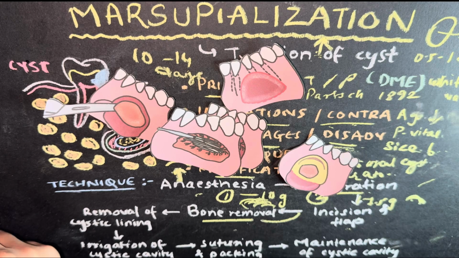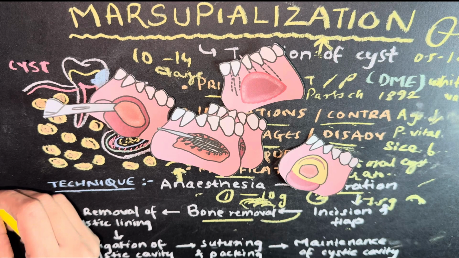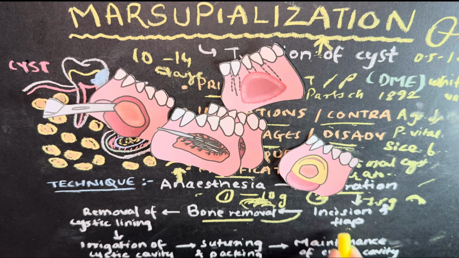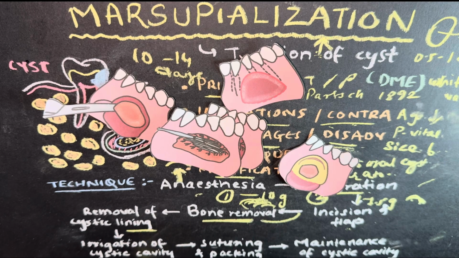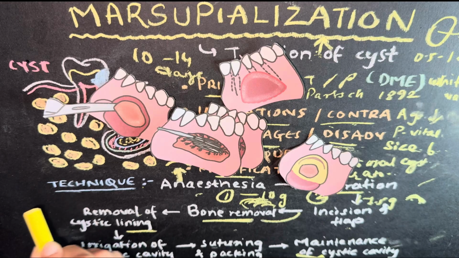Hence such opening should be maintained by the plug, because as I said earlier, if the cavity is closed before complete healing, then this procedure can fail. So the reason for giving the plug: you have removed the bone, you have removed the cystic lining, then you have irrigated the cavity with saline, then the suturing and packing is done. You're going to maintain it properly by giving proper instructions, then you're going to use the plug, and then proper healing is seen. So this is the technique of marsupialization.